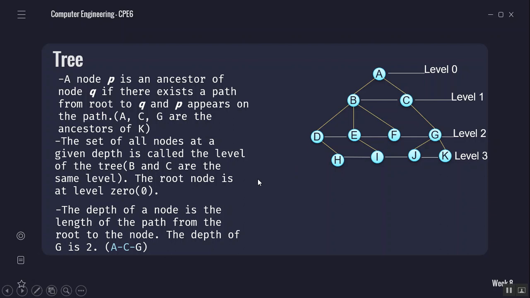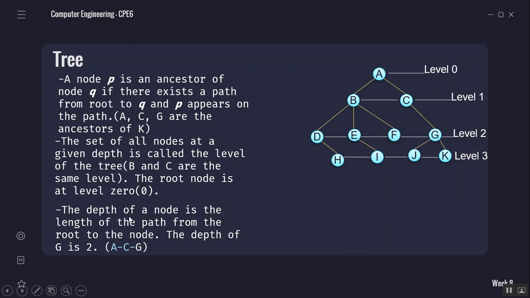Now the set of all nodes at a given depth is called the level of the tree. B and C are at the same level, so they are level 1. The root node is at level 0, at the topmost side of this example. So node A is at level 0, and then level 1 is B and C, then D, E, F, G is level 2, and then level 3 is H, I, J, K.